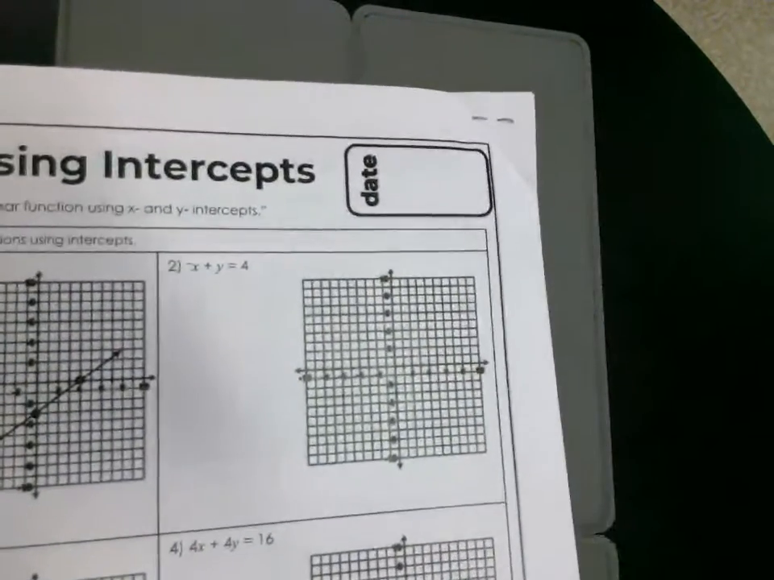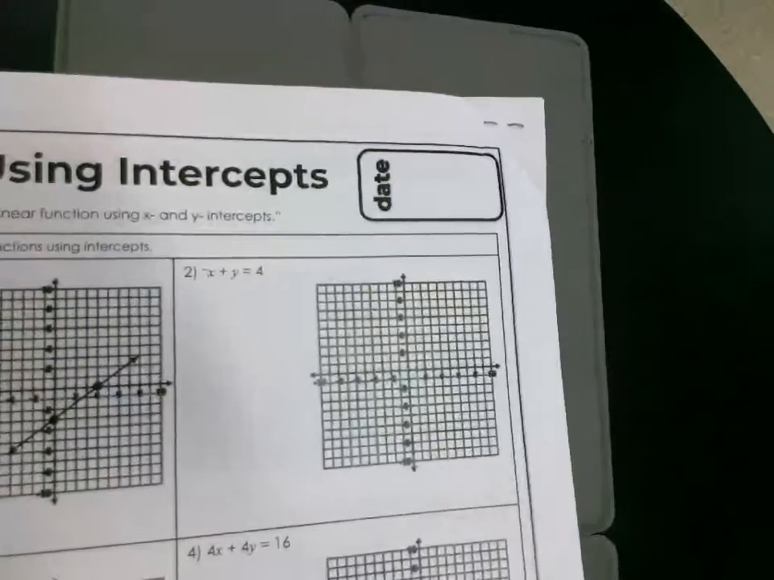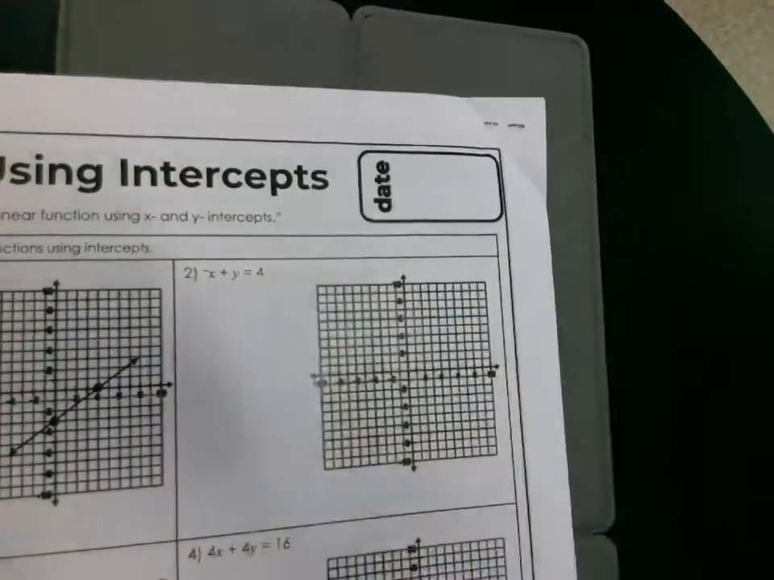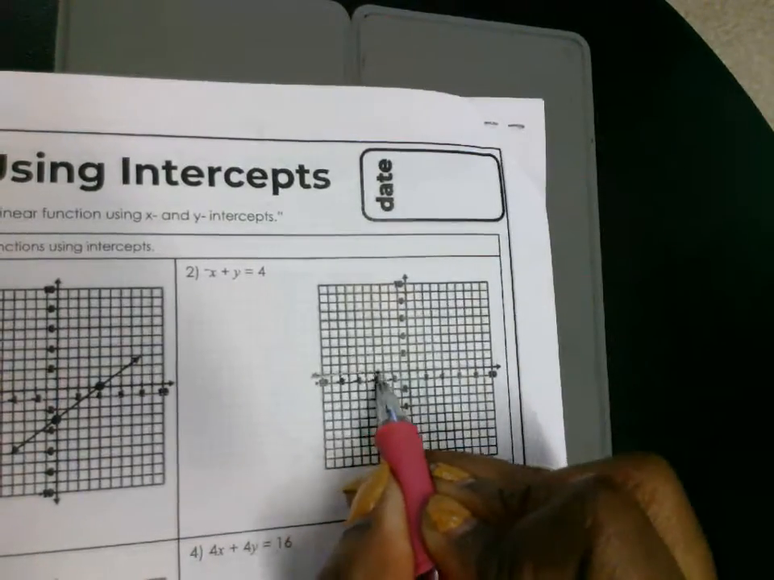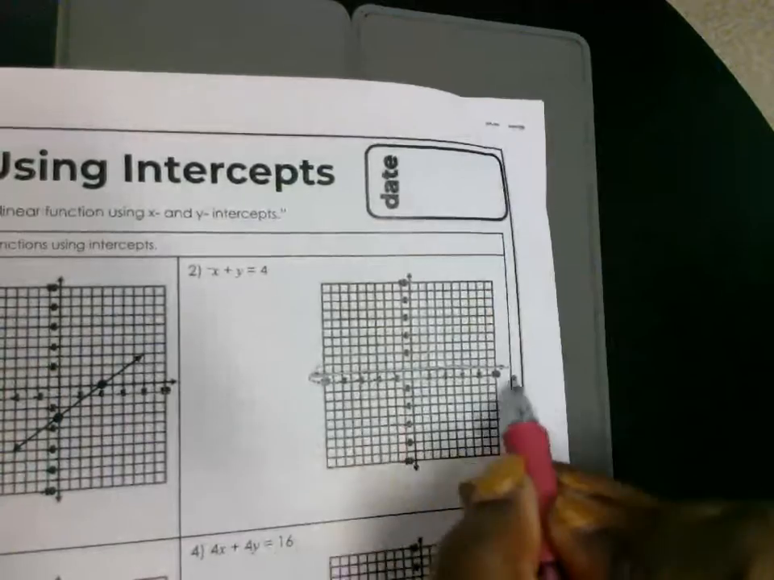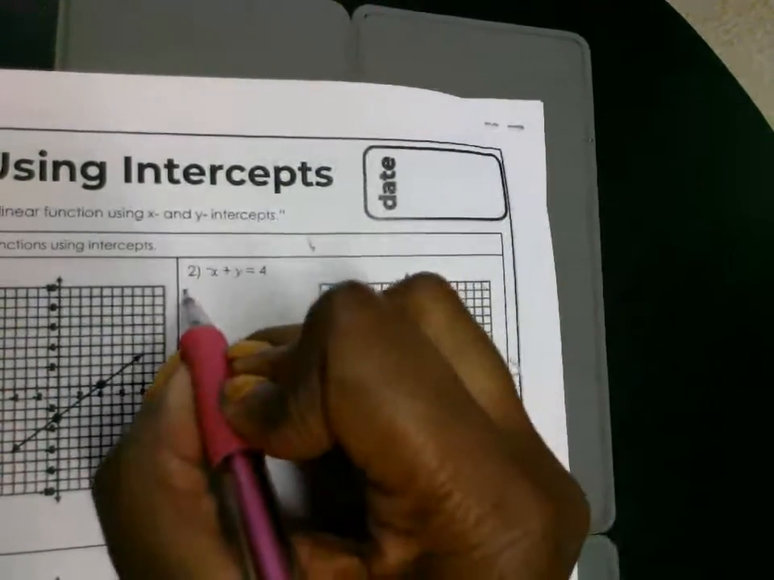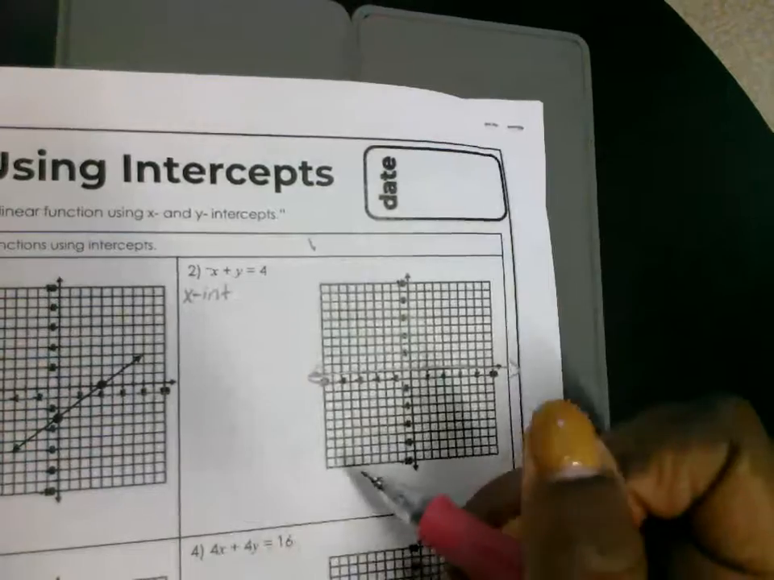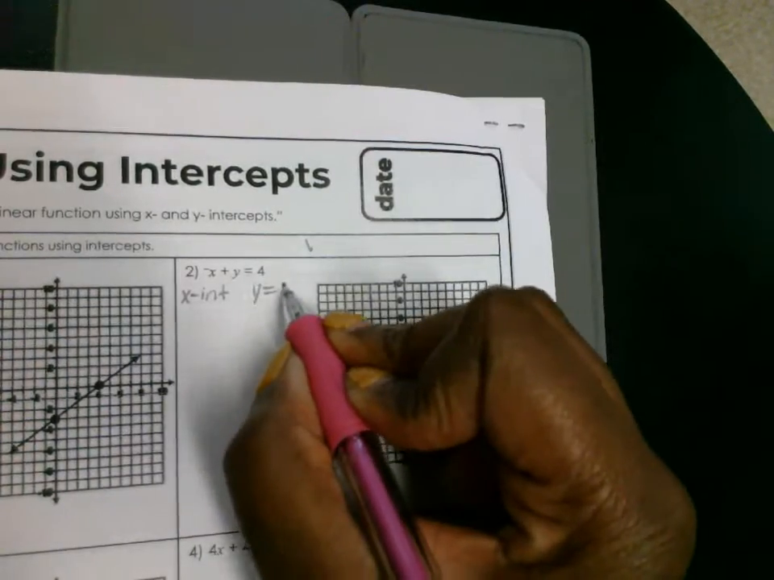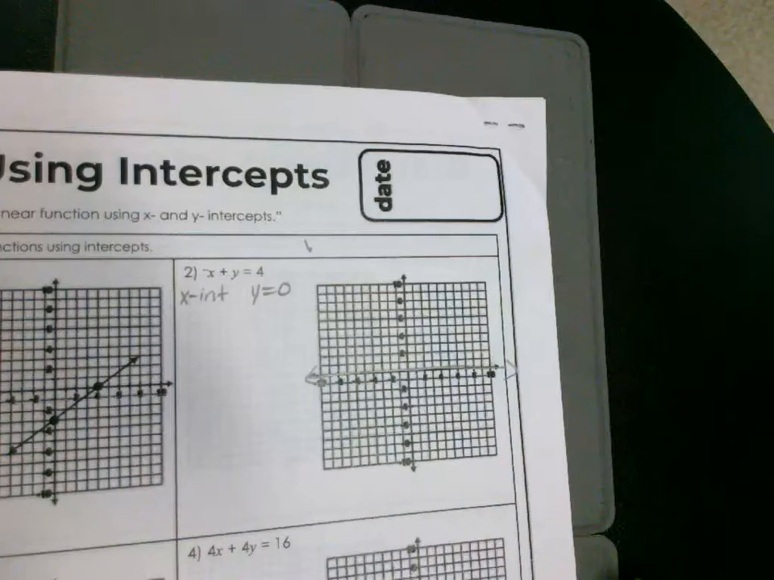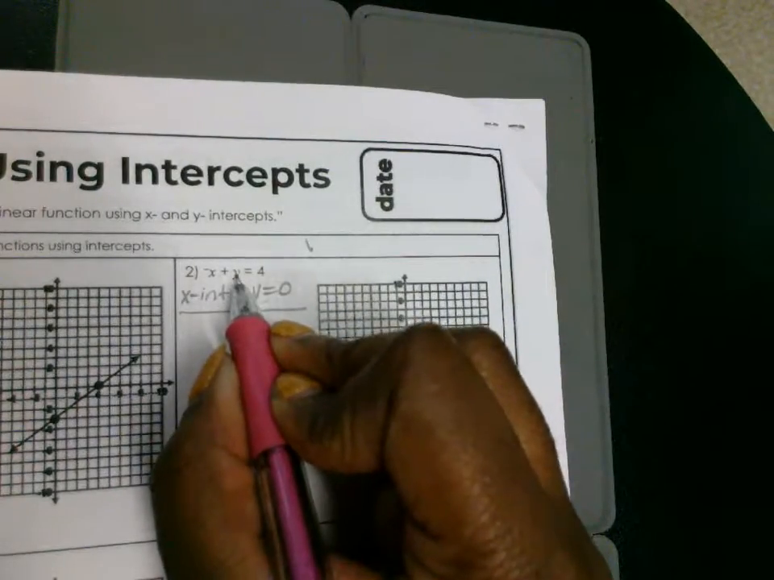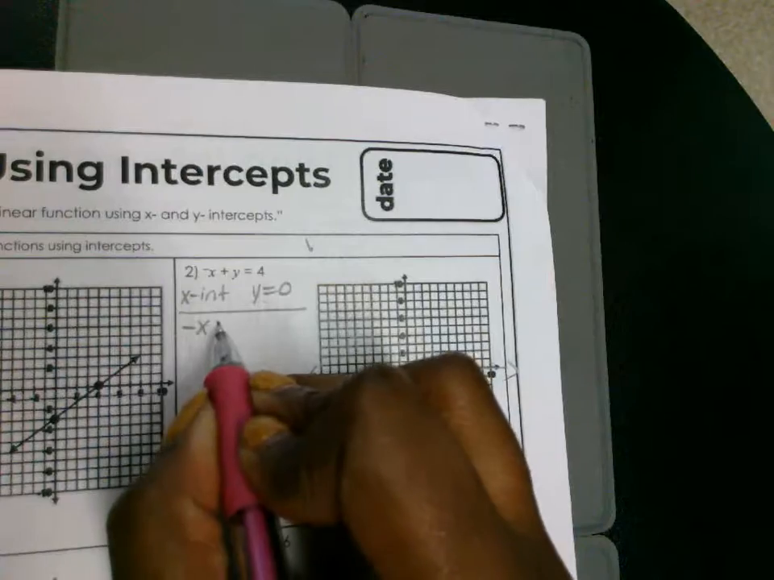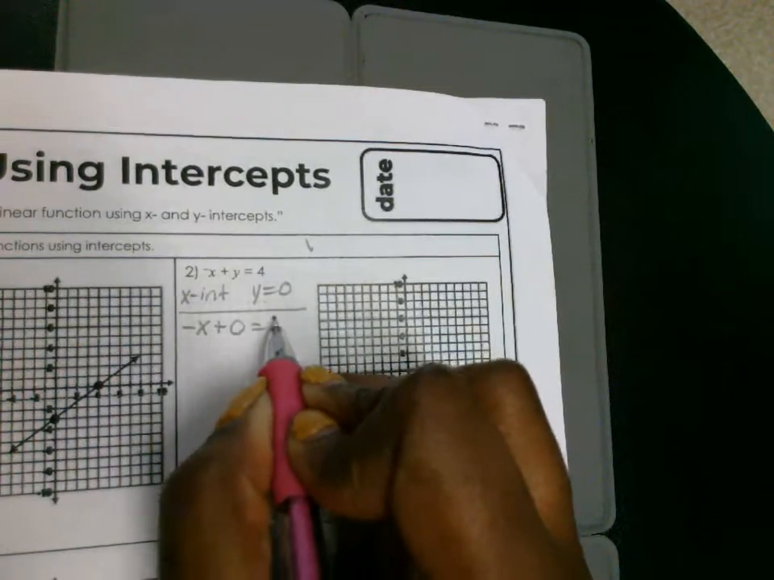All right. Okay, so let's look at this one. When you're finding the x-intercept, that means that's where the line crosses the x-axis. Wherever it crosses the x-axis, your y is equal to 0. So I'm going to abbreviate x-intercept. Anytime you're finding the x-intercept, your y-coordinate is always going to be 0. Please write that in. So we're going to substitute 0 in the place of y. So that's negative x plus 0 equals 4.